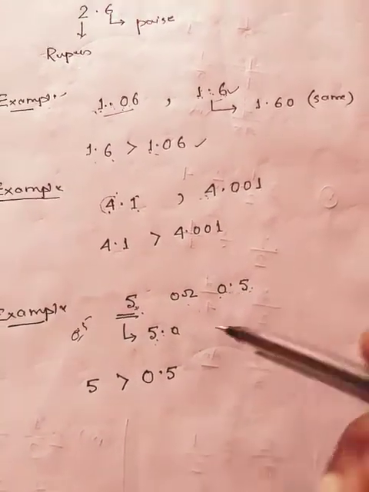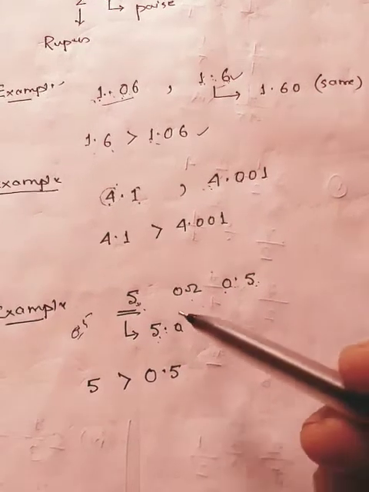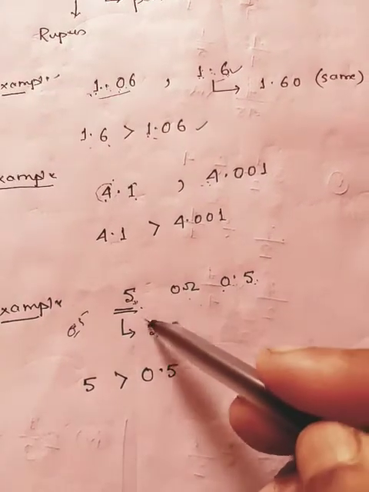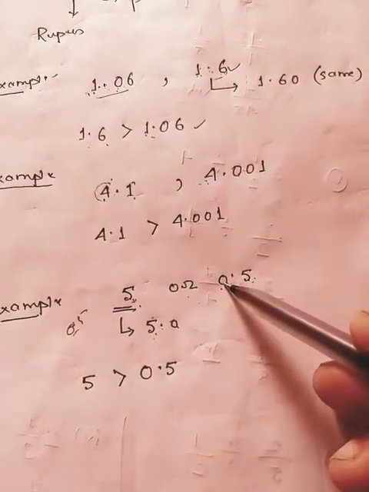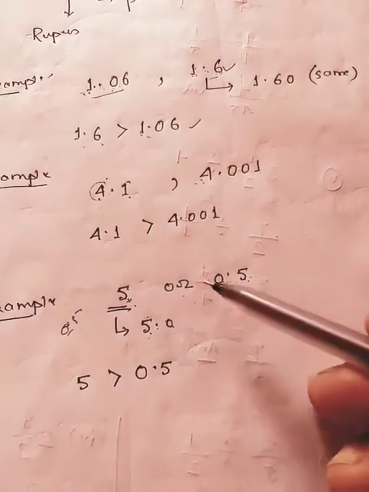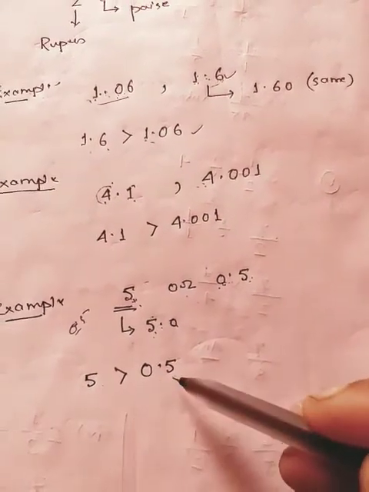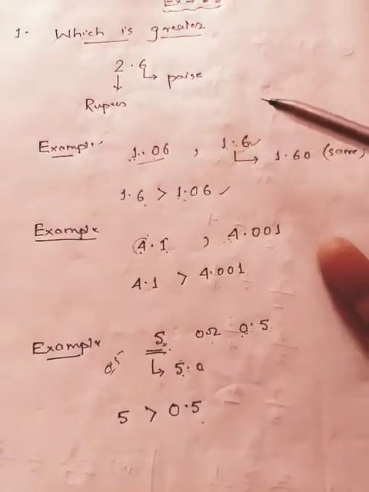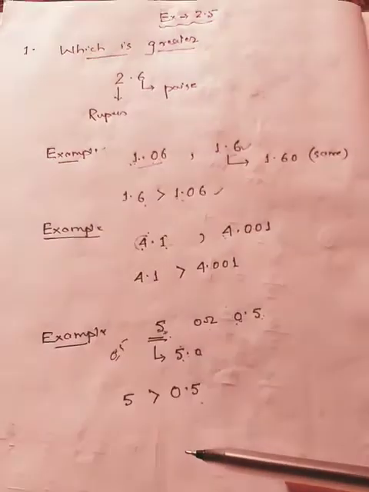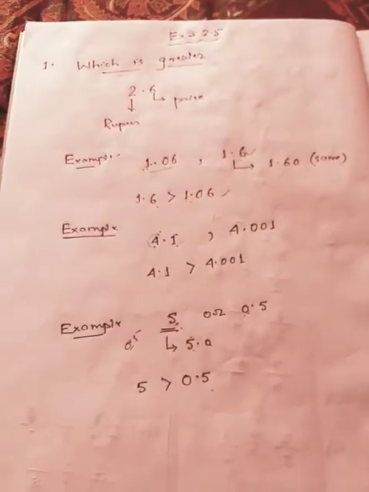What I've said is that the first thing you have to compare is the rupee part. So what is there in the rupee part? 5. And what is it here? It is 0. So obviously which one is greater? 5. So 5 is greater than 0.5. I hope that with this concept you would be able to do all the sums of question number 1. Okay, now let's move on to question number 2.